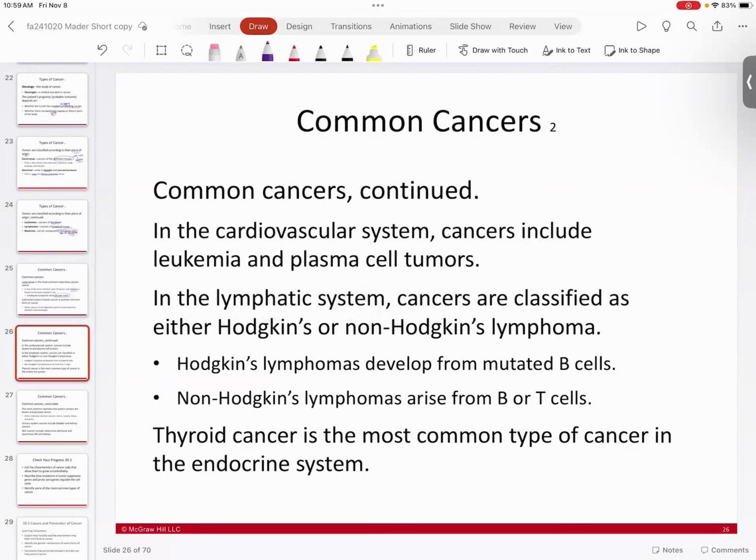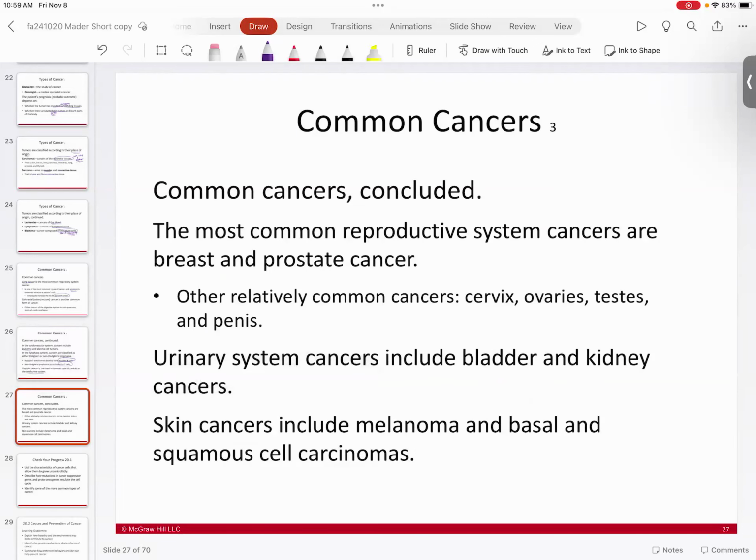So the cardiovascular cancers, mostly we hear of leukemias, some plasma cell tumors, things like that. Other lymphatic systems, it's Hodgkin's disease, which is a lymphoma, either Hodgkin's or non-Hodgkin's lymphomas. Hodgkin's is associated with mutated B cell lineages. Those are your immune cells that are going off the rails. In a non-Hodgkin's, it can be either B or T. Thyroid cancer is the most common endocrine system cancer that we see. And that's usually a fairly easy one to deal with, because you can always remove the thyroid and you can manage it from there.